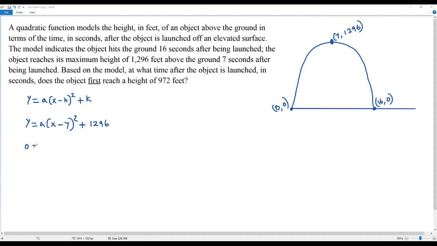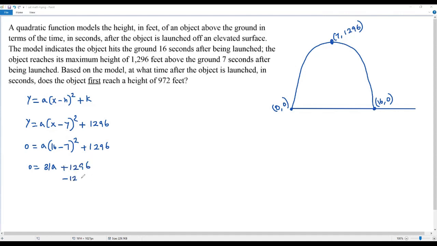So then I'm getting 0 equals a times (16 minus 7) the whole square plus 1296. 0 equals, 16 minus 7 is 9. 9 squared is 81. That is, we get 81a plus 1296.